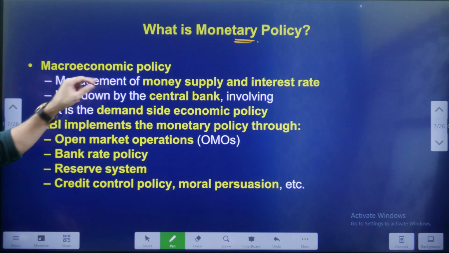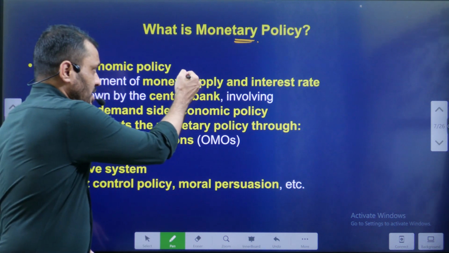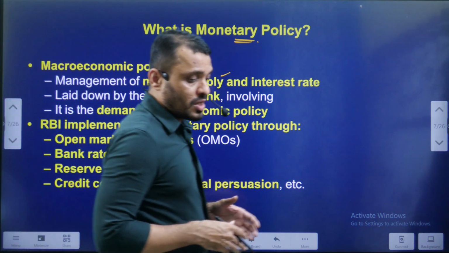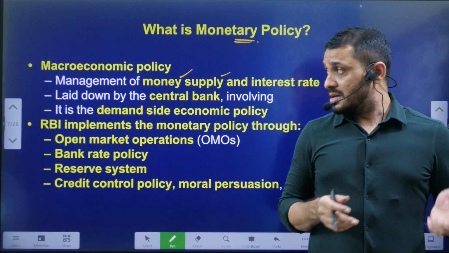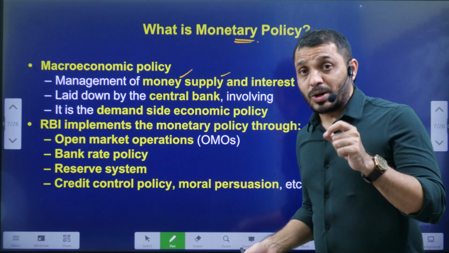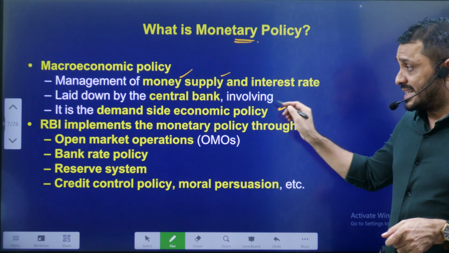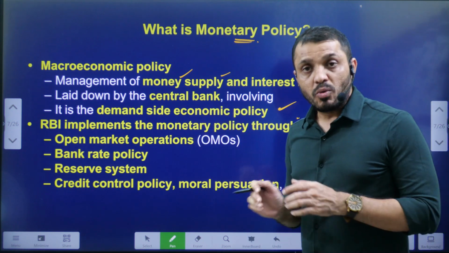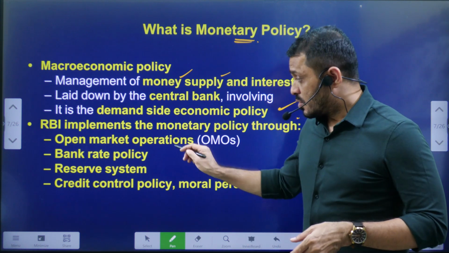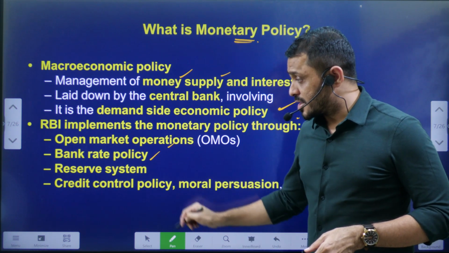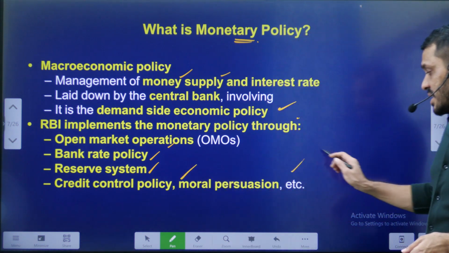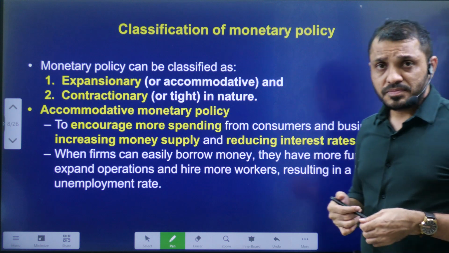Now let's see. Macroeconomic policy. It controls the money supply and interest rate. Who decides this monetary policy? RBI decides the monetary policy. Specifically, the Monetary Policy Committee will decide. It deals with the demand side of the economy. What kind of tools are used by RBI in this monetary policy? Tools such as open market operations, bank rates, reserve requirements such as CRR, SLR, and certain other qualitative tools.